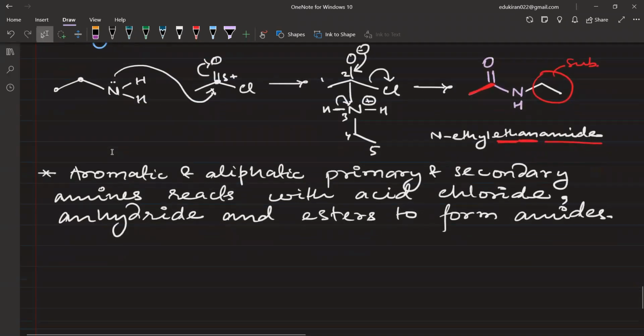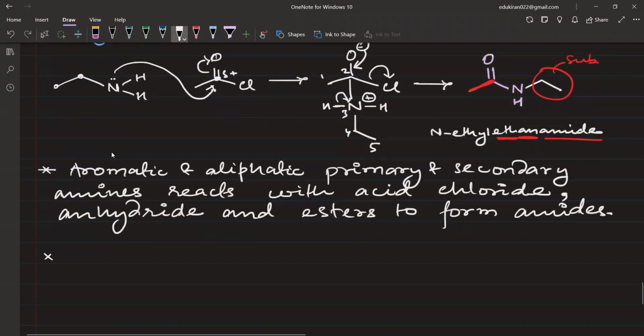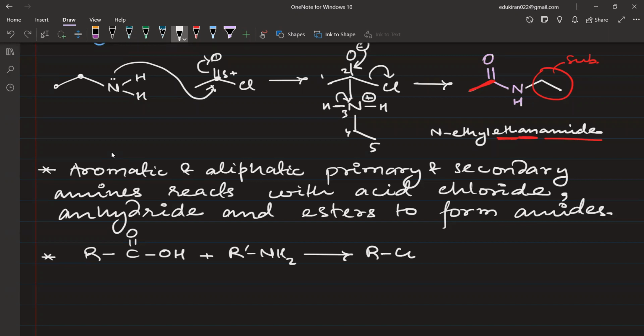One more reaction which is written as a sentence in your NCERT, write that also here. What happens if you are reacting this with C double bond O OH? You have reacted with everything. We have done the reaction with C double bond O Cl, C double bond O OCH3, and then COCH3, that is anhydride. Now what about R C double bond O H? So if you react this with R dash NH2, this is an acid, this is a base, so you'll get a salt here, which is going to be R COO negative, NH3 R with a positive charge on nitrogen atom.